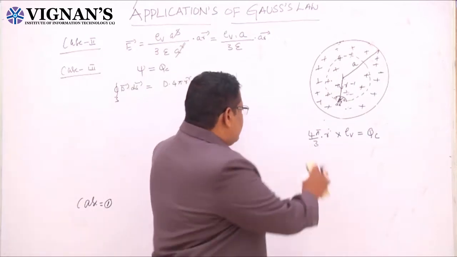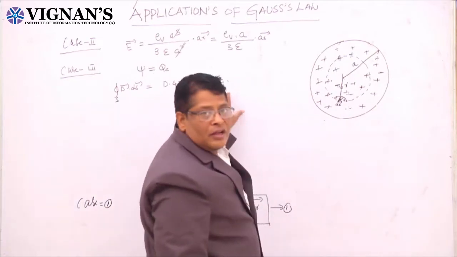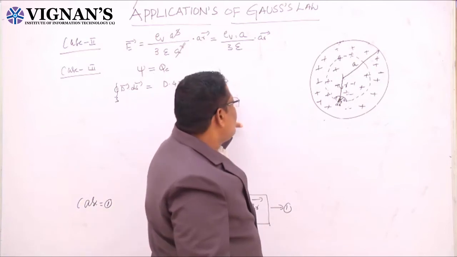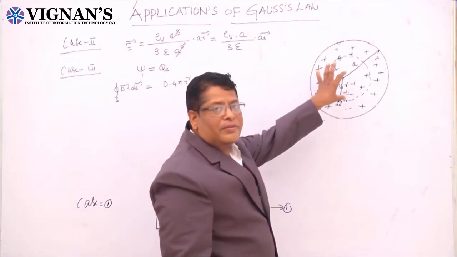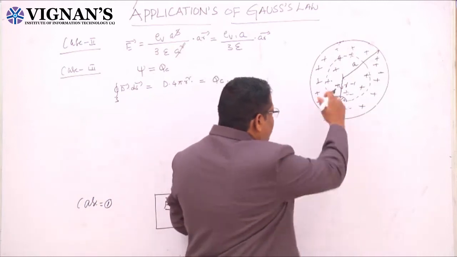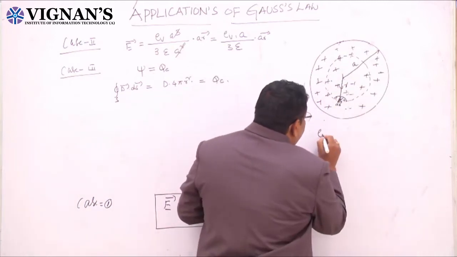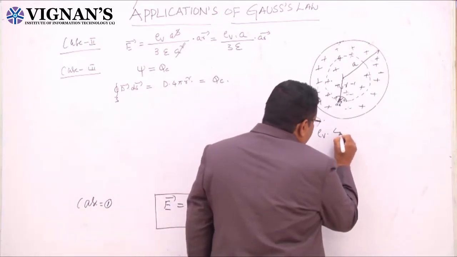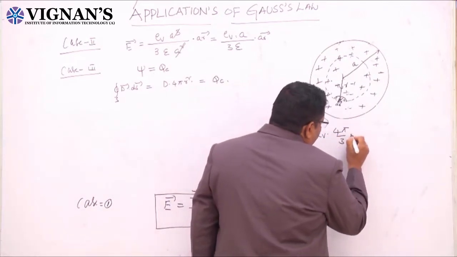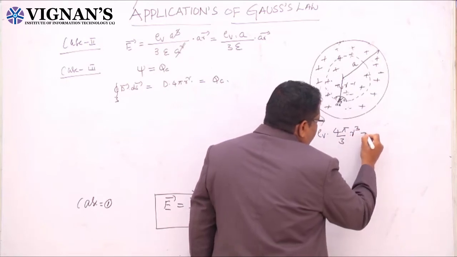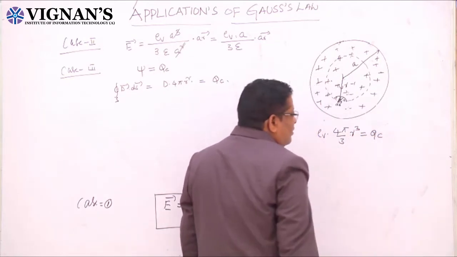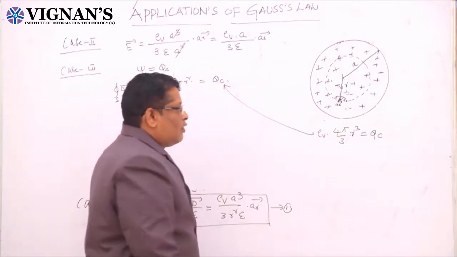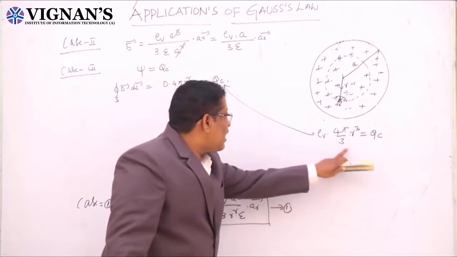Now here Q_enclosed is nothing but the charge enclosed by the Gaussian surface. How are we going to find the charge enclosed by the Gaussian surface? Here, rho_v times the volume enclosed by the Gaussian surface, that is 4 pi by 3 r cube. This is equal to the charge enclosed by the Gaussian surface. Now substitute this value here.